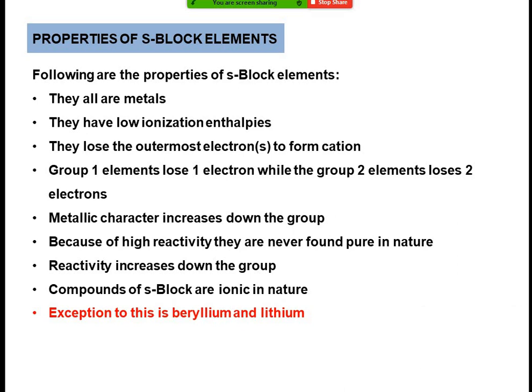The compounds of S-block elements are ionic in nature. The compounds formed by loss of electrons are cations. They are always ionic in nature, and remember that there is an exception. The last point is the exception: beryllium and lithium are not ionic in nature, while all other elements will form ionic compounds.